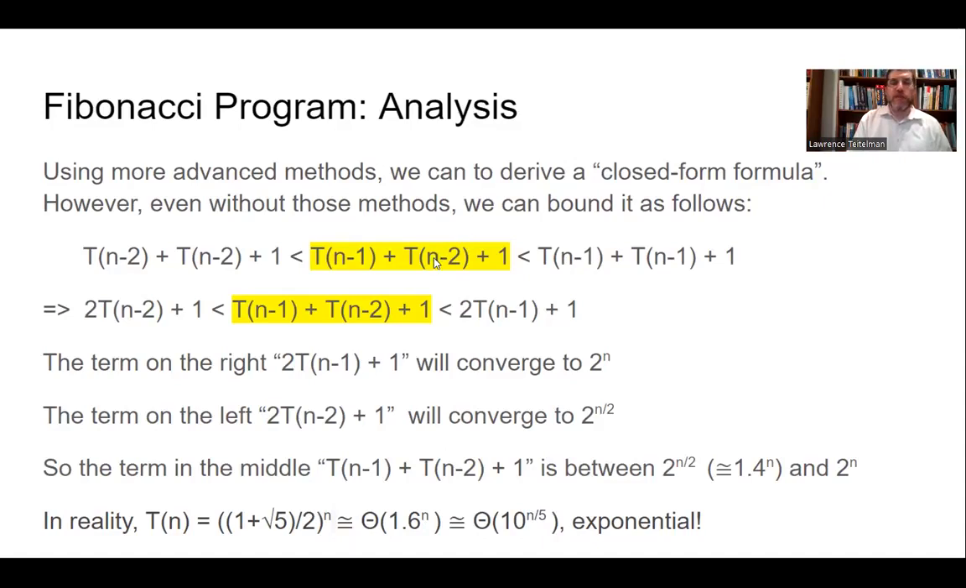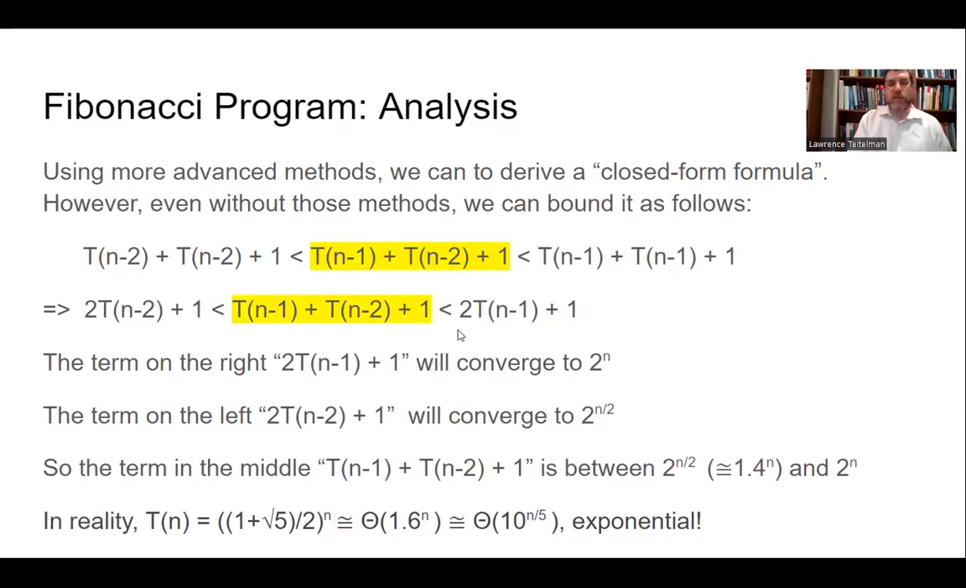Because t of n minus 2 is obviously going to be a smaller number than t of n minus 1. Similarly, t of n minus 1 plus t of n minus 2 is going to be bigger than t of n minus 2 plus t of n minus 2, because t of n minus 2 is the same as t of n minus 2, but t of n minus 1 is bigger than t of n minus 2. So we have 2t of n minus 2 over here, plus the 1, and we have 2t of n minus 1 over here. And if you do the math here, you can understand why this is going to be.